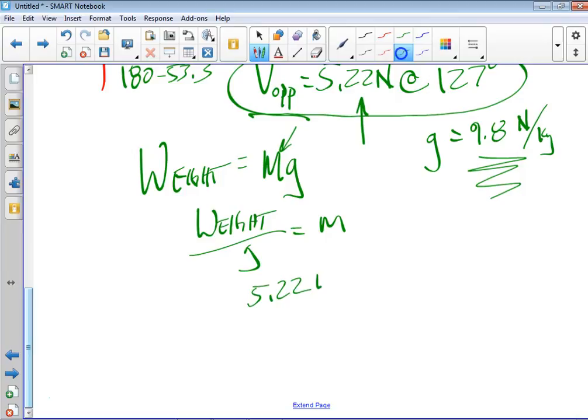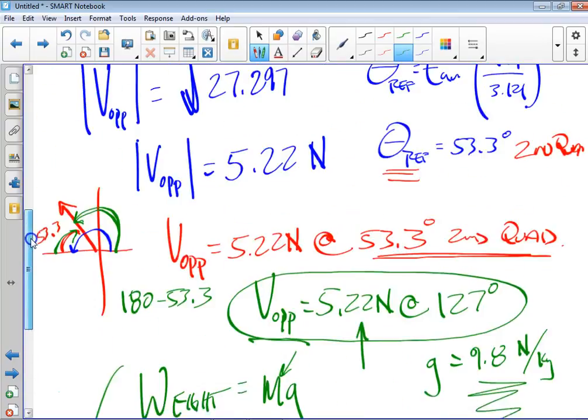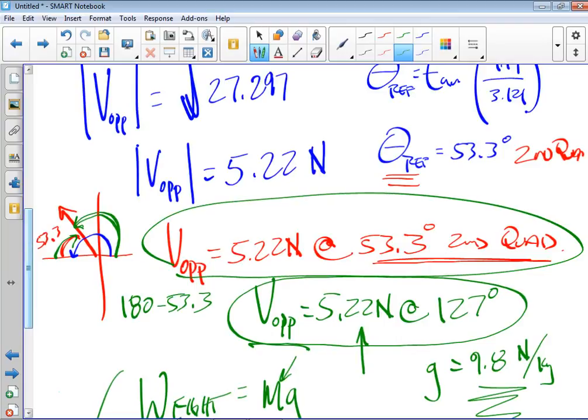So in this case, 5.22 newtons divided by 9.8 newtons per kilogram is going to give me how many kilograms worth of mass. So I'm going to go 5.22 divided by 9.8, and that's going to be a mass of 0.533 kilograms, thereabouts. So that'll be a last step that you will have to do in the activity. But if you're getting to here or here, you're in pretty good shape.